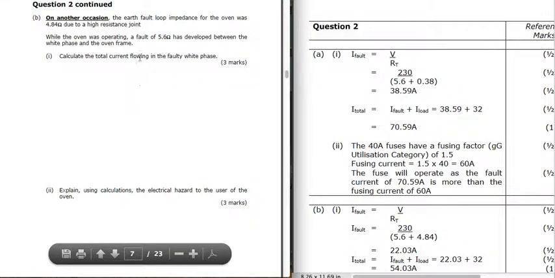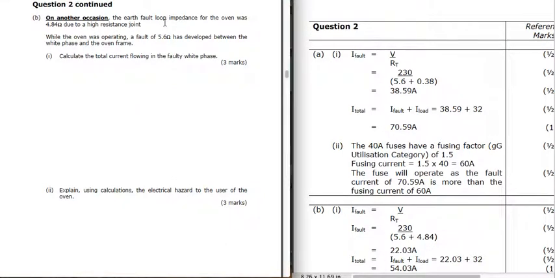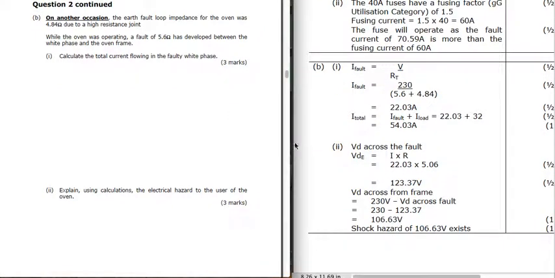We've got a second fault now, and now the earth fault loop impedance is 4.84. It's quite high. The same fault, and we're going to see now why, when we've got a high earth fault loop impedance, on occasions the fuse will not operate. So let's have a look at this.